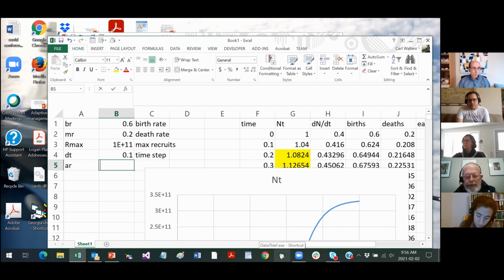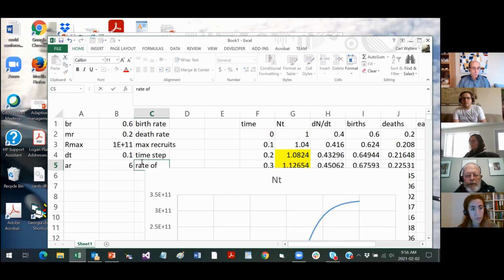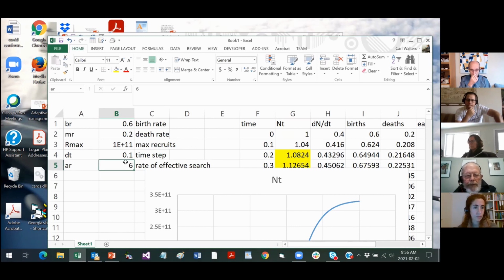I'm going to set this to a fairly high number here, and I'm going to name it AR. And this is called the predator rate of effective search. That's the name in ecology for this number I'm about to use.